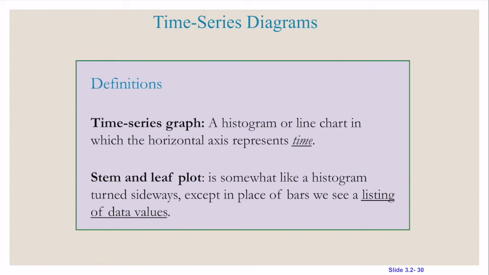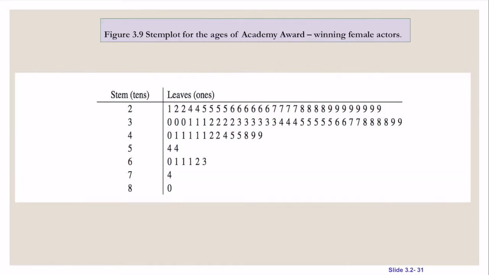The last thing I'm going to talk about is a stem and leaf plot. This is somewhat like a histogram turned sideways, except in place of bars, we see a listing of the data values. Here's a stem plot for the ages of Academy Award-winning female actors. You can see that most of the people were in their 30s. We had very few people in their 70s or 80s. So it is a histogram turned sideways. Let's practice making one. The stem is the first digit, and the leaves are every digit after that.